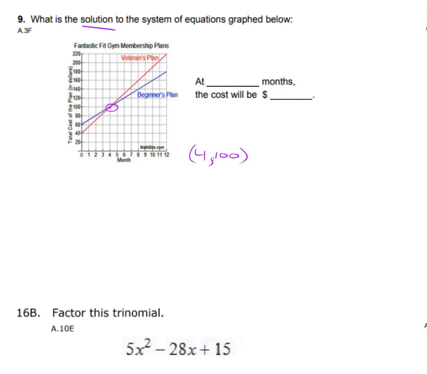It sounds to me like they want a little bit more context in it. So they want to make sure I understand what I just solved. Remember that 4 is really 4 months. So it's saying at 4 months, the cost will be $100. And truthfully, that will be $100 for both plans. So at 4 months, they will both cost the same amount at $100. All right, that's, once again, in context.